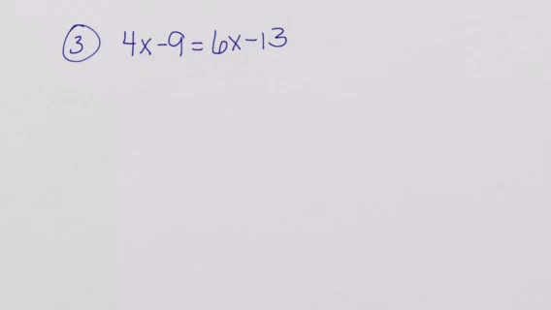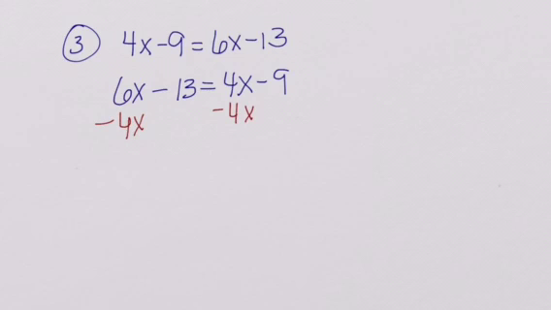Is the largest variable on the left? It's not. So we're going to need to do post-it note or symmetrical. So we're going to do 6x minus 13 is equal to 4x minus 9. Are all the variables on the left? They're not, so we're going to zero pair them over to the left side. So this is going to be 2x minus 13 is equal to negative 9.